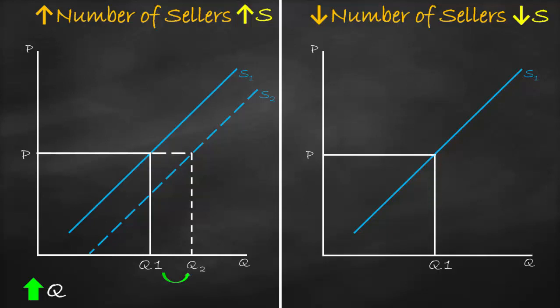So let's first get any price level and the quantity supplied 1, and then shift the supply curve to the left. So here at the same price level we will have a lower quantity supplied at Q2.